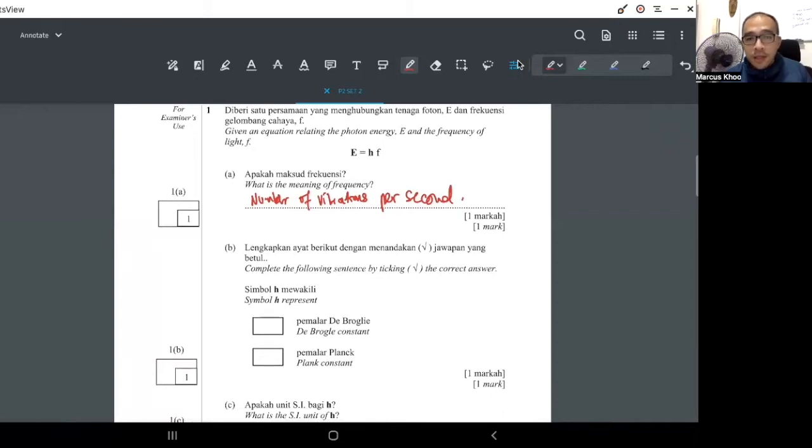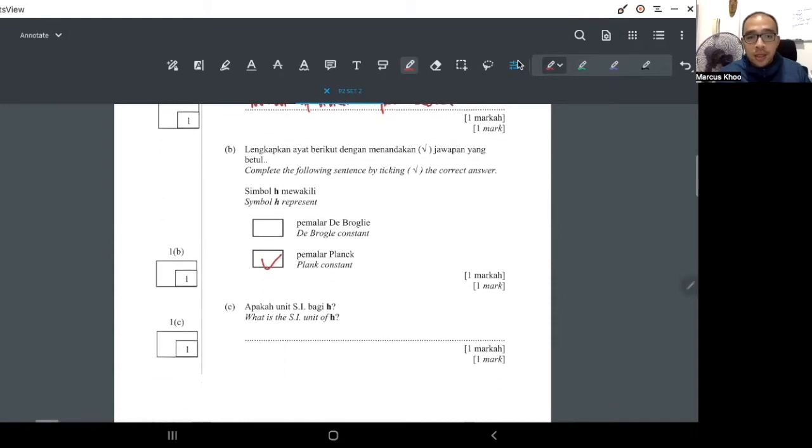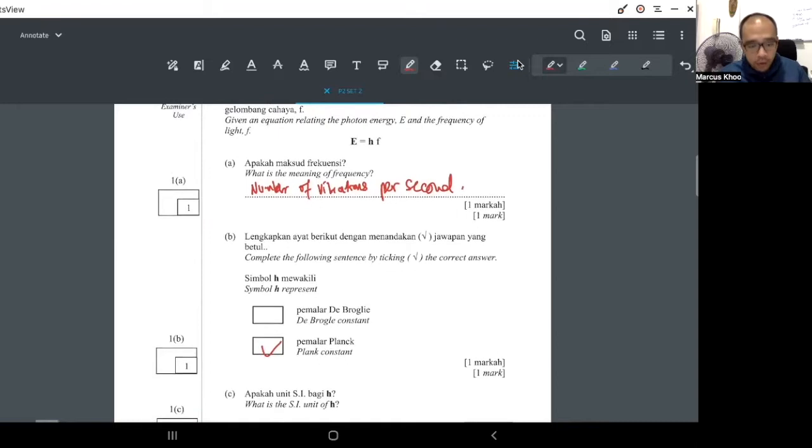Now complete the following sentence. h represents either Planck's constant or De Broglie's constant, so it's obviously Planck's constant. Planck's constant is a very standard one. The unit for h, if you look at the formula E equals hf, we know that energy, even if it is photon energy, is joules, and then frequency is hertz, or second minus one.